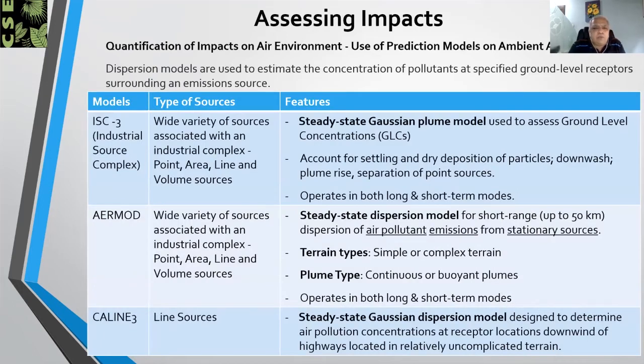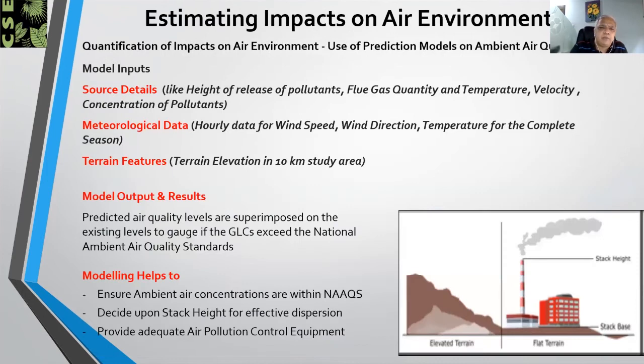And therefore these models have modes for both long term and short term dispersion. A higher version of the ISC3 model is the AERMOD, which is basically Windows based software instead of the ISC3, which was DOS based software earlier. And then we have the CALINE3 model, which is principally used for determining the impact due to road or highway traffic, that is, due to line sources. So there are various other models also available which can be used.